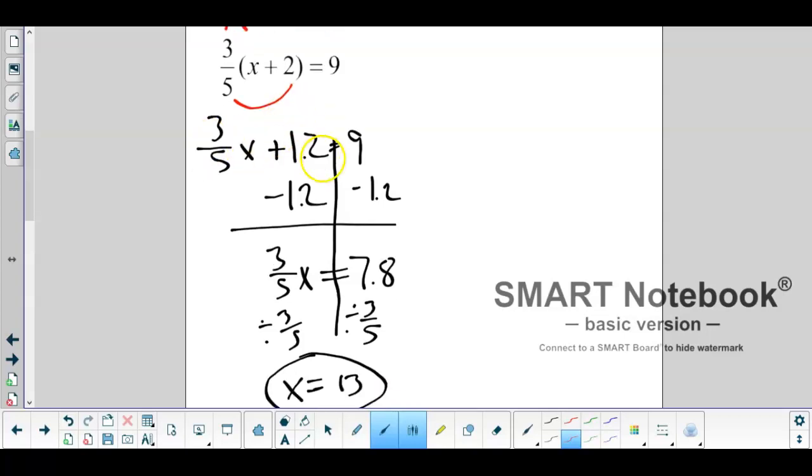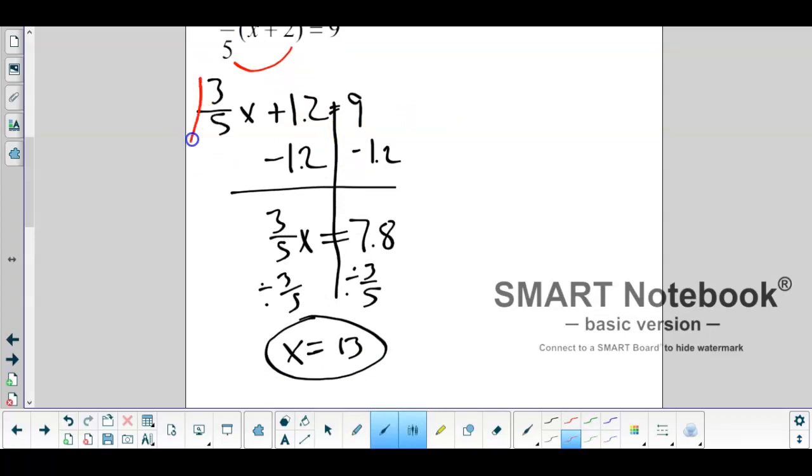Also equals 9. So the first thing I had to do in order to get this 3/5 x by itself was to get rid of my plus 1.2. So I subtracted each side by 1.2 to get 7.8. 3/5 times x equals 7.8. So I had to divide each side by 3/5 to get x is equal to 13. 7.8 divided by 3/5, you should have gotten a final answer of 13.